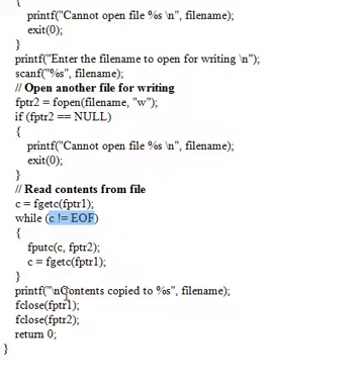After this, we have to print a message like this: contents copied to %s comma file name. So it gives the message like contents copied to the file name. When we opened two files, we have to close these two files after using. So fclose of fptr1, that means the first file will be closed. fclose of fptr2, that means the second file will be closed. Return 0, we are coming out of the program.